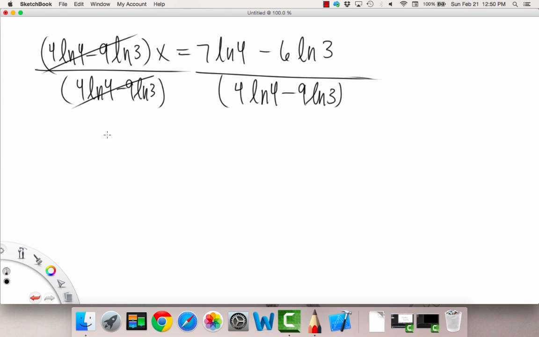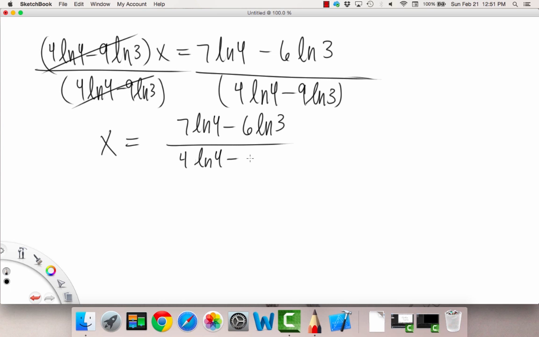So those go away on the left, and we get that x is finally equal to (7 ln 4 minus 6 ln 3) divided by (4 ln 4 minus 9 ln 3). Okay? So that's your answer without a calculator, and if you do have a calculator, you'll find this is about negative 0.7168.